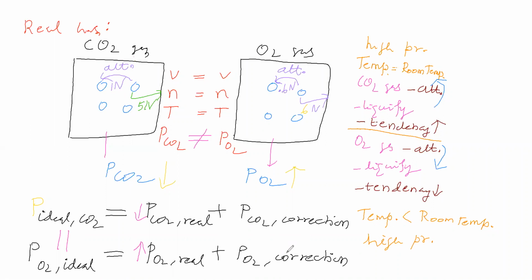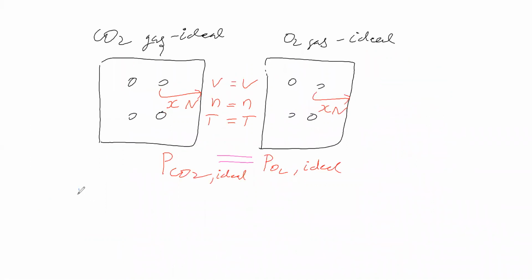Okay, one student says carbon dioxide is having the higher magnitude. So the pressure correction is high here and low here. Now, pressure correction is directly proportional to n square by v square, that is, pressure correction is equal to a n square by v square.